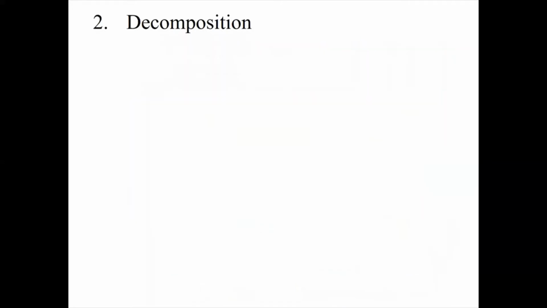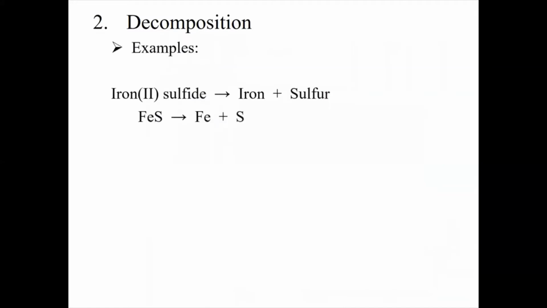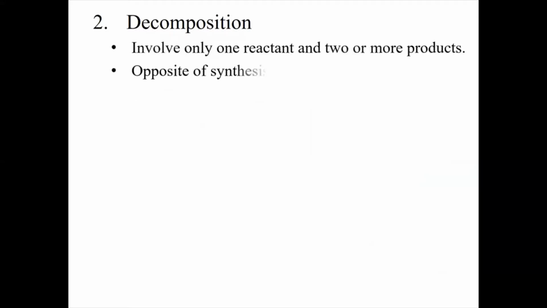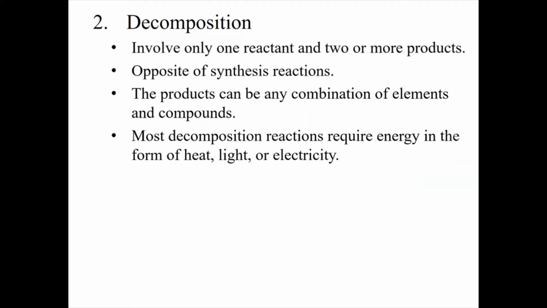A couple of other examples. Iron(II) sulfide can decompose into the elements iron and sulfur. The compound calcium carbonate can break down into simpler compounds, calcium oxide and carbon dioxide. Decomposition can be thought of as the reverse of a synthesis reaction because it involves a single reactant and two or more products. The products can be any combination of elements and compounds. Often these reactions require energy to get started.